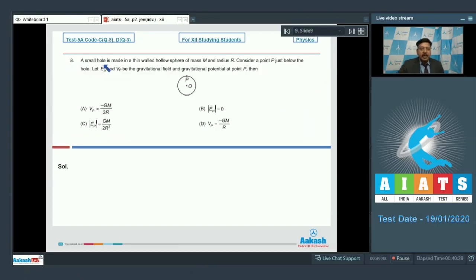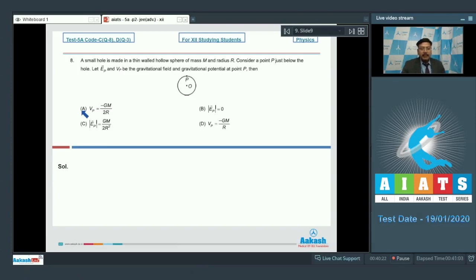Question 8 says a small hole is made in a thin-walled hollow sphere of mass m and radius r. Consider a point P just below the hole. Let EP vector and VP be the gravitational field and gravitational potential at point P. Then two of the options are about VP and the other two options are about magnitude of EP. Well, let's start with EP.